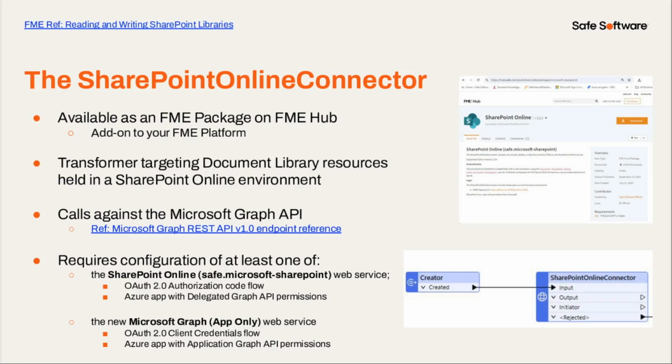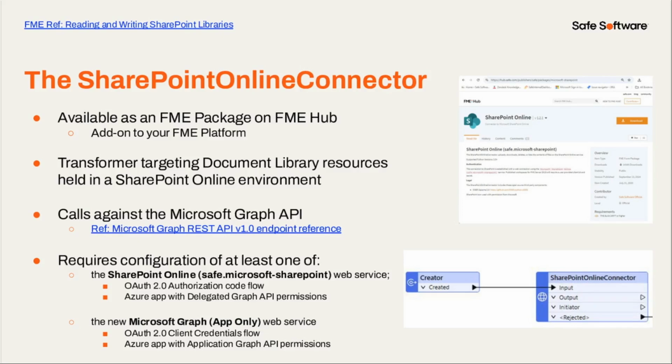It makes calls against the Microsoft Graph API, and there's the Graph API endpoint reference linked in blue. Very helpful to get a little familiar with that reference if you're going to be using the SharePoint Online connector quite a bit. And to use this connector, you will need to configure one of the two bolded FME web services shown on this slide, just in that last major bullet point there. You would choose which web service to configure based on the OAuth 2.0 grant flow that you need to follow.